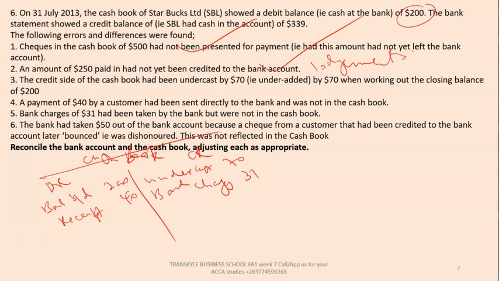Then the bank had taken 50 out of the bank because the check bounced. Bounced check, 50 back. All right, so we then have to update our cash book. Remember, the cash book is balanced, so the larger side should appear on both sides. Obviously the 240 is the larger one. 240. This is balancing the account.